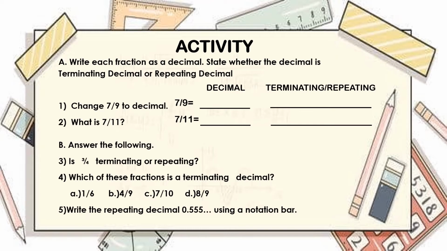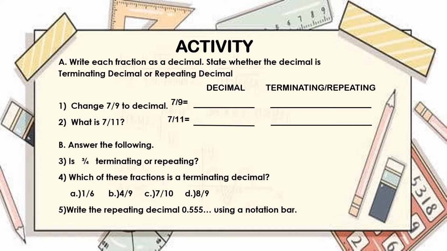Alright, children, let's have some activity so that we can identify terminating or repeating decimal. Write each fraction as a decimal. State whether the decimal is terminating decimal or repeating decimal. Number 1, 7/9 to decimal. How can we change 7/9 into decimal?